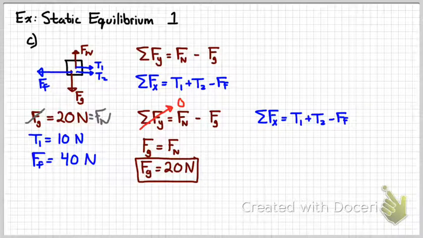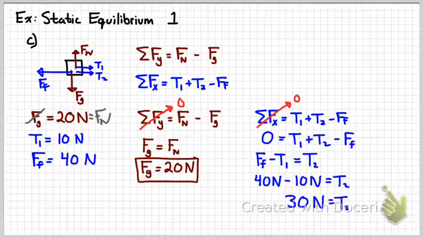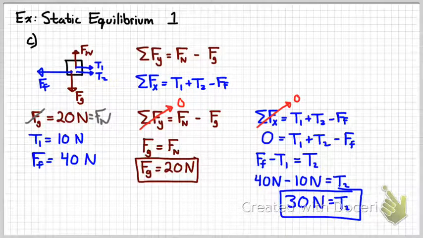The force of tension for the second string I could find from the x net force equation. Again, my net force is zero, so my equation will look like that. Now it's a little bit more complicated because I have three forces and not just two. So I can't just say, well, T2 is equal to 40 because there's also T1 to worry about. So, rearranging that to get T2 by itself, what I would do is add the force of friction to both sides and subtract T1. Then I get that the tension in the second string is 30 newtons. You can always check yourself, make sure that T1 and T2 add back up to 40 newtons so that the rights and the lefts are the same.